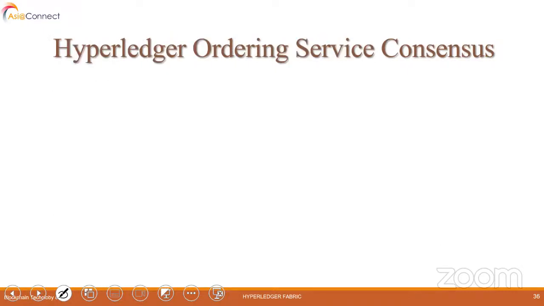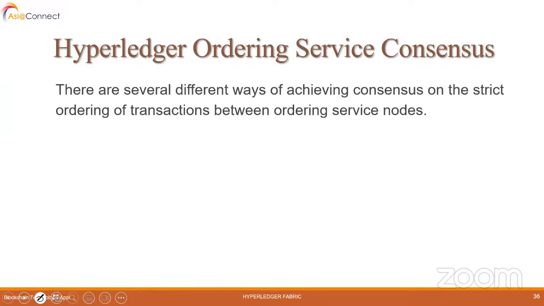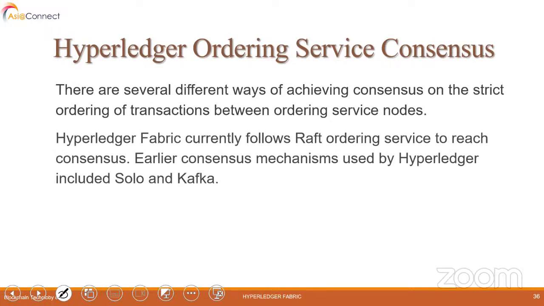So Neetu Sharma was telling about Kafka and Raft and all those things. Let me tell you a bit about ordering service consensus. There are different ways of achieving consensus on the strict ordering of transactions between ordering service nodes, right? Different types of consensus could be there, and that is why this is known as a pluggable consensus method that we use in Hyperledger Fabric.